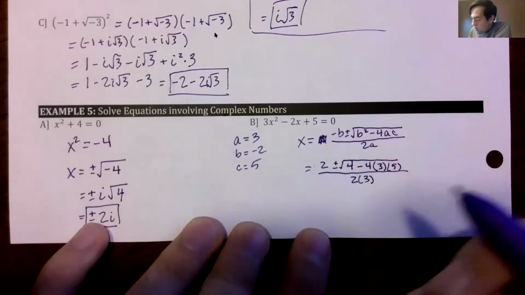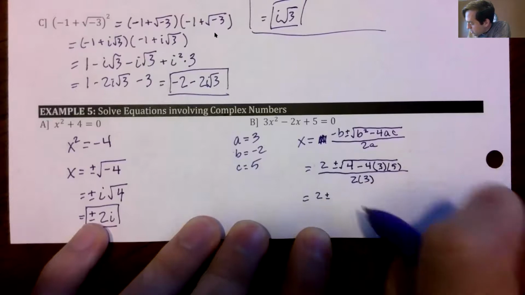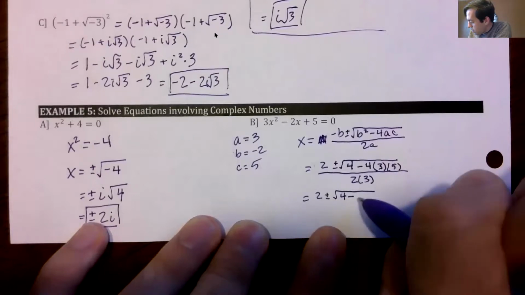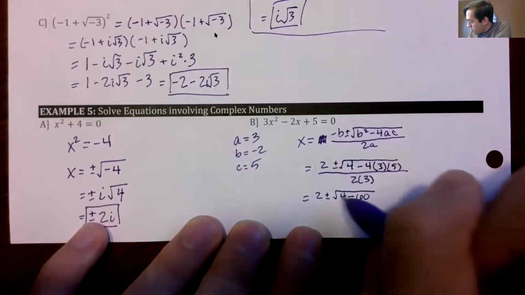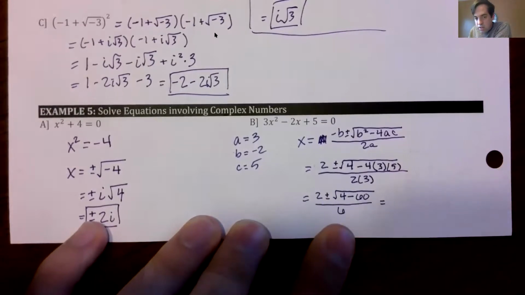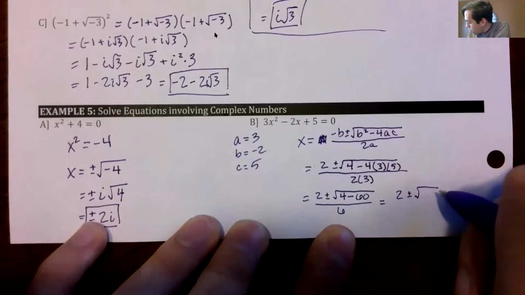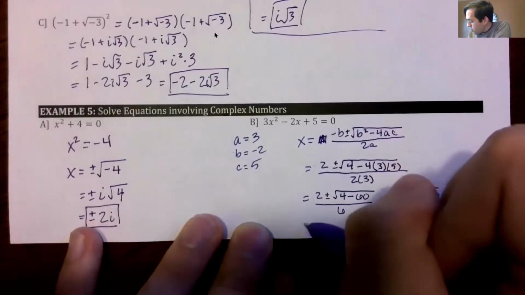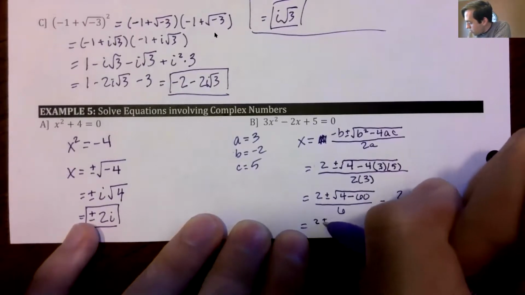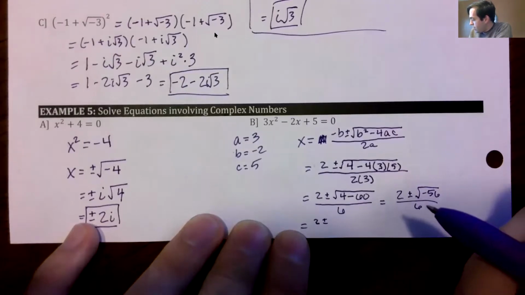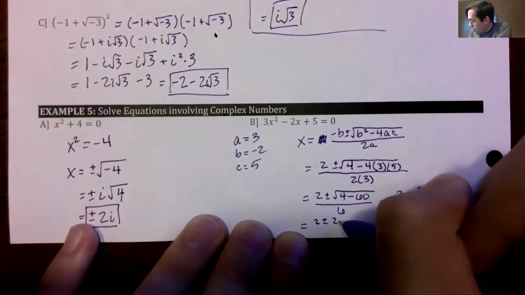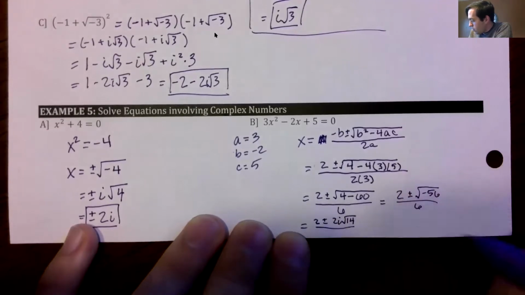Okay. So let's see what happens here. We got 2 plus or minus square root of 4 minus 4 times 3 is 12 times 5 is 60, all over 6, which is going to be 2 plus or minus the square root of negative 56 all over 6, which is going to be 2 plus or minus, we got to pull out the i, and then the square root of 56, that's divisible by 4, 4 times 14, so we have 2i root 14 over 6.